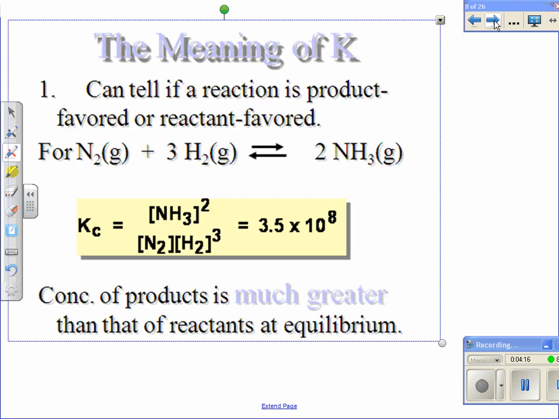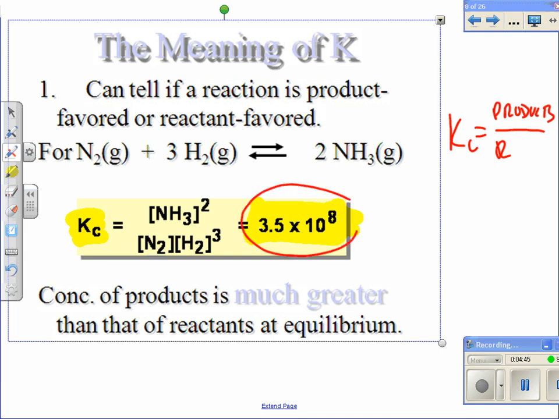All right, what does K mean? K is a number. It basically tells us where we are as far as our reaction. If you look, for example, here, if I calculate the Kc for this reaction right here, it comes out to 3.5 times 10 to the 8th. Because I know it's products over reactants in a fraction, Kc is equal to products over reactants. Basically, if this number is larger than 1, it means that products have to be greater than reactants.